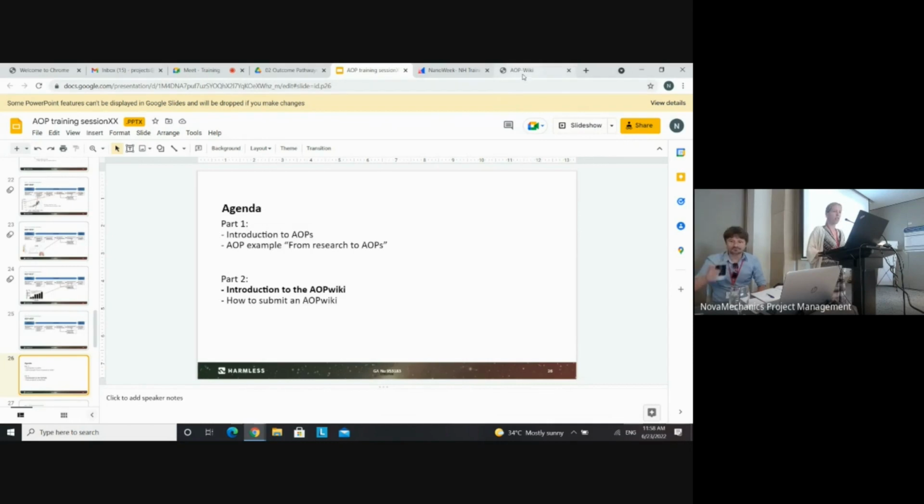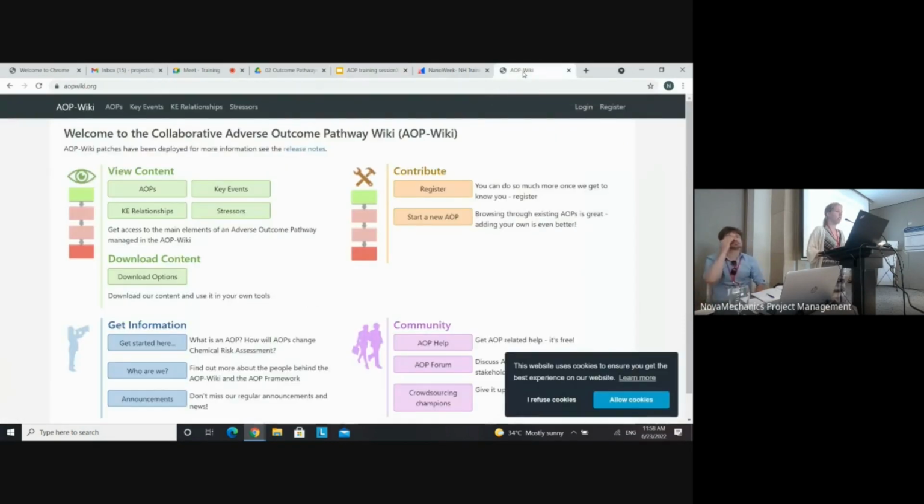So I want to introduce you to the AOP wiki. The link is just aopwiki.org, and when you enter, it looks like this. So it's very, very simple to navigate. You don't have to log in to look at AOPs or anything, but if you want to register, you have to log in.